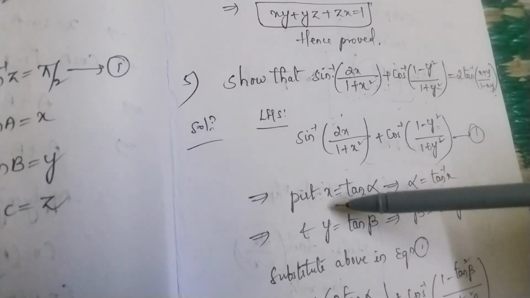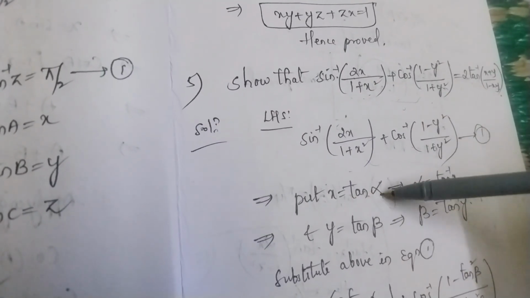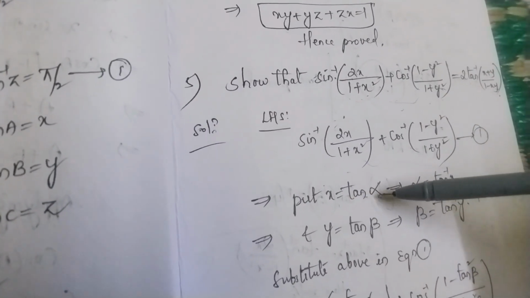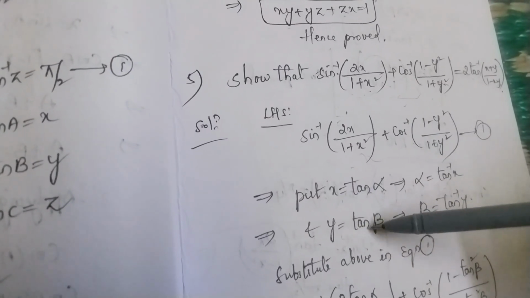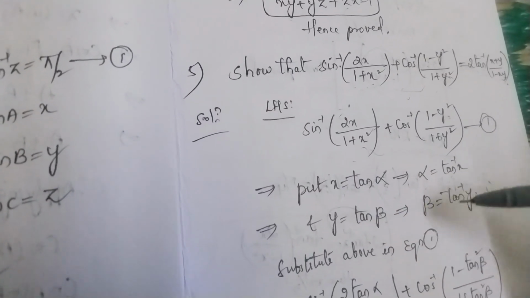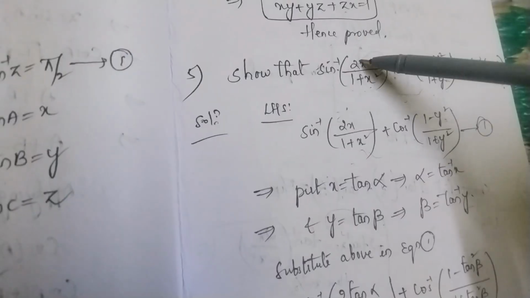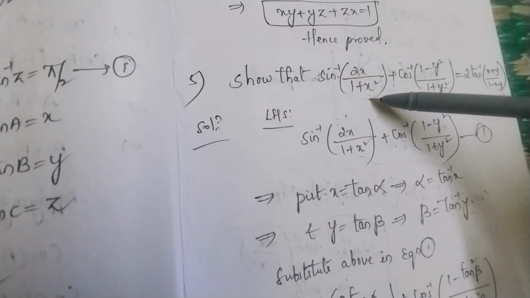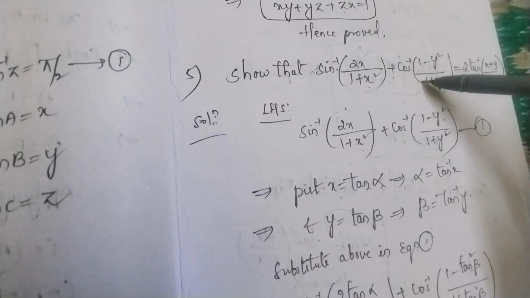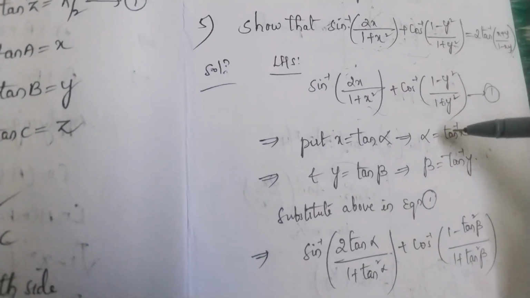First write down the LHS. Next put x is equal to tan alpha. So I'm taking alpha here. Then alpha is equal to what? Tan inverse x you get. Then y is equal to tan beta, means beta is equal to what? Tan inverse y we get. Substitute this here. So what is the value of x we have? Tan alpha. So 2 tan alpha by 1 plus tan square alpha, and similarly cos inverse of 1 minus tan square beta by 1 plus tan square beta.